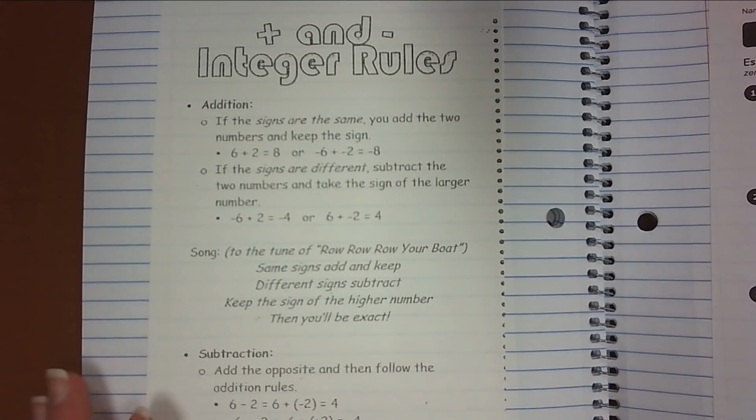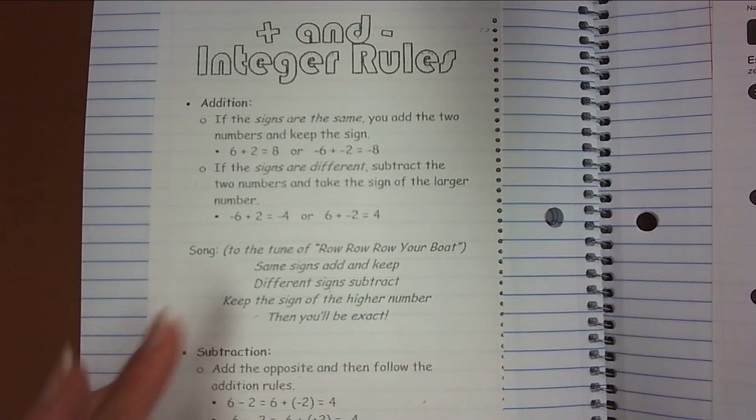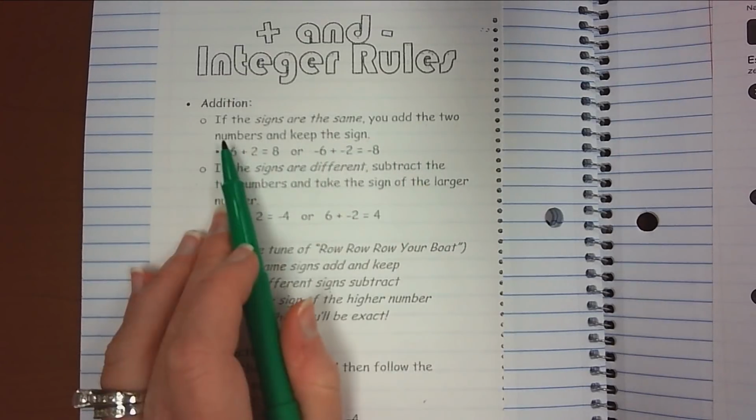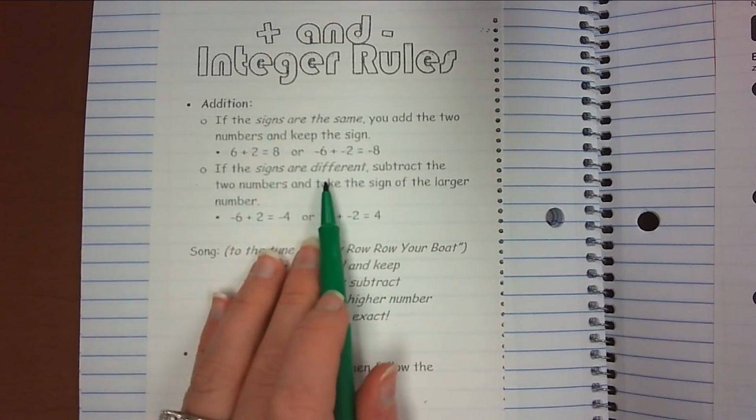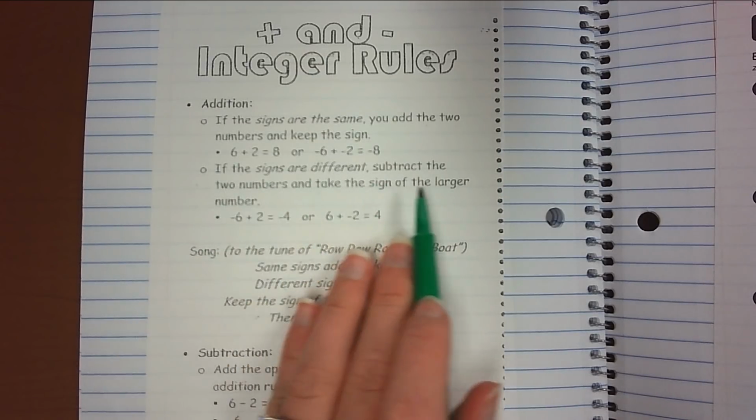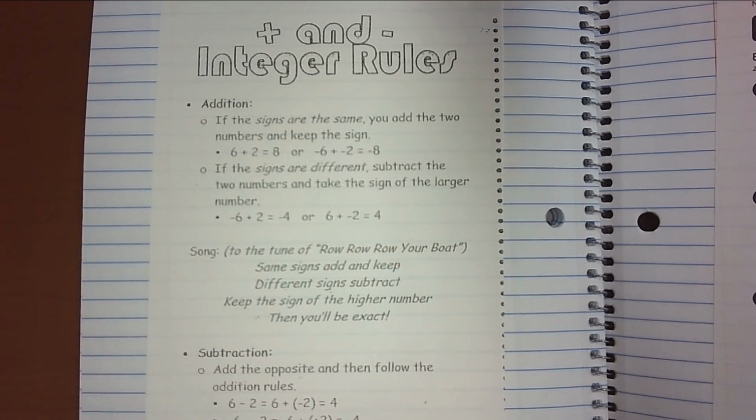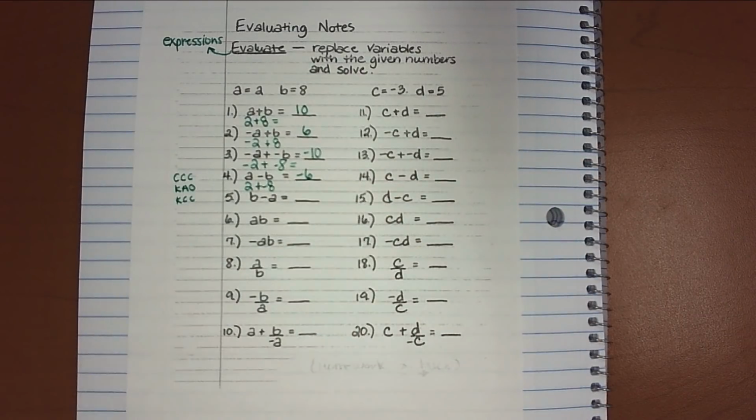And if you're forgetting your adding rules, you can go back in your notebook to your integer rules here. If signs are the same, you add the two numbers and keep the sign. If signs are different, subtract the two numbers and take the sign of the larger number. So that's what you can look back at.